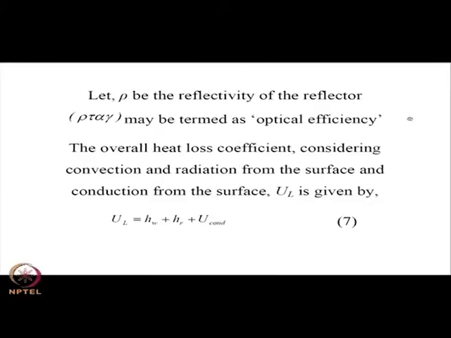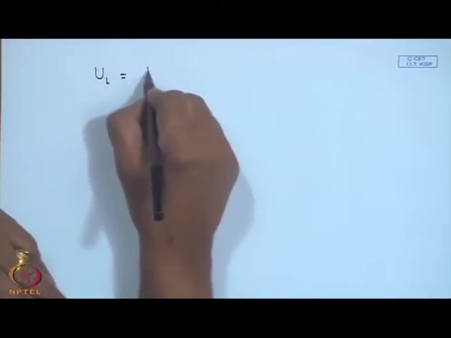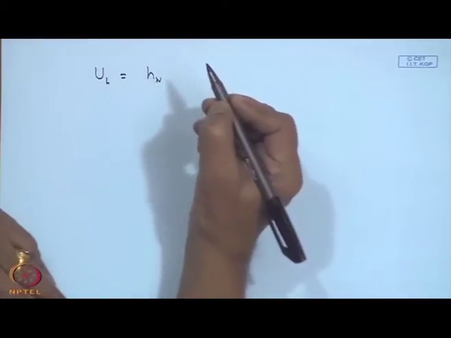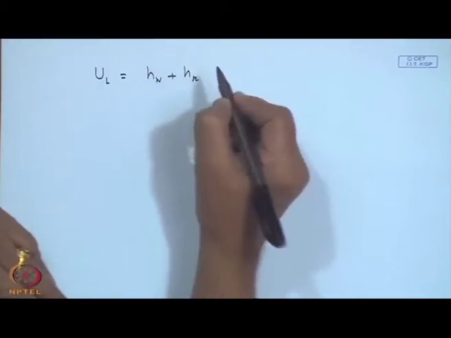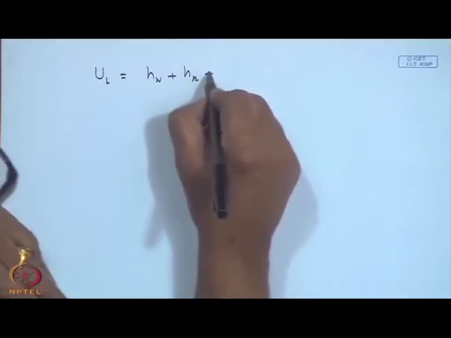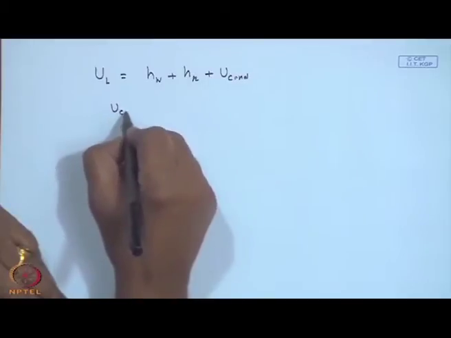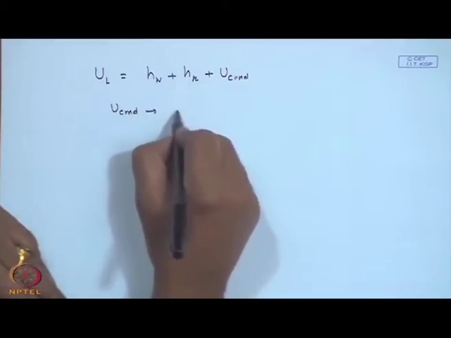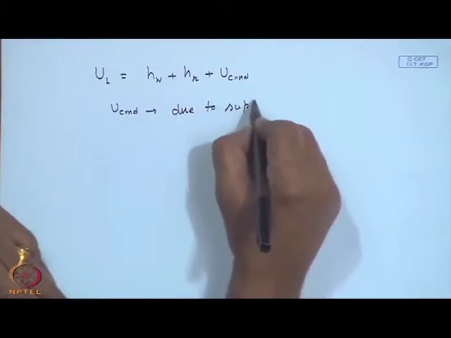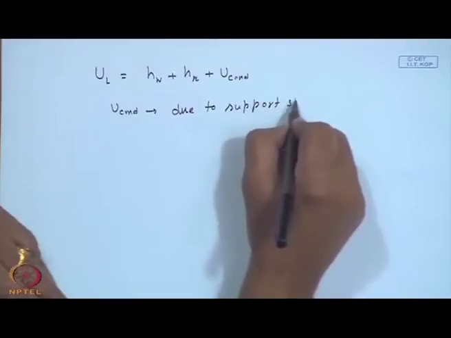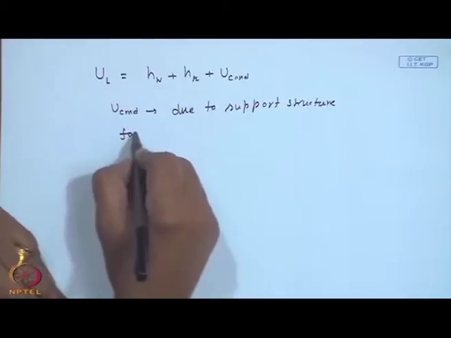Then the overall loss coefficient should be comprising of a wind loss coefficient from the receiver plus a radiative loss coefficient from the receiver plus a U conductance. This is due to the support structure for the receiver tube.